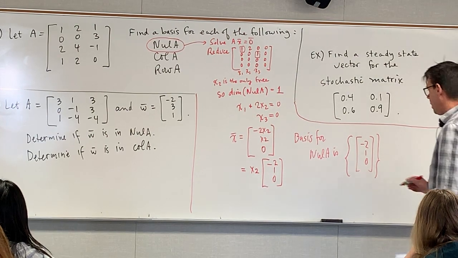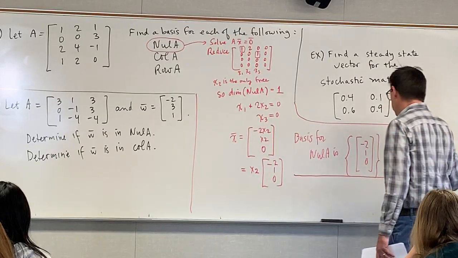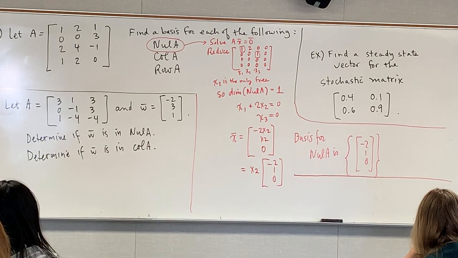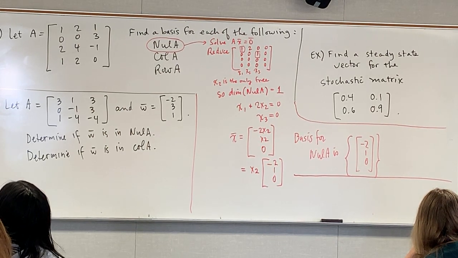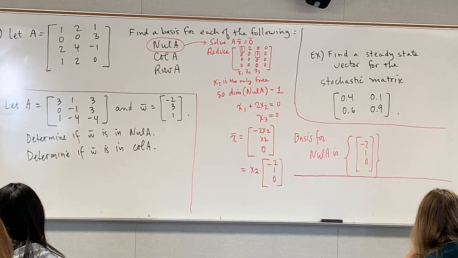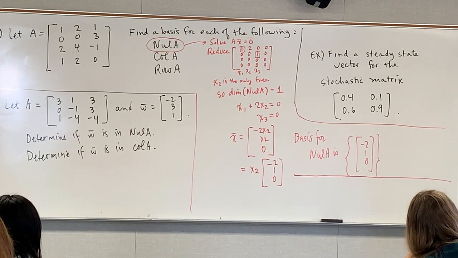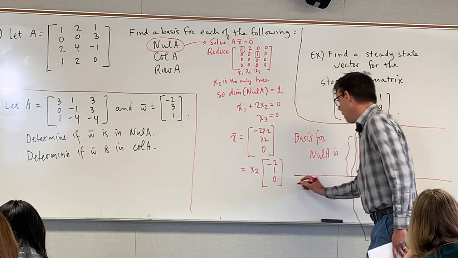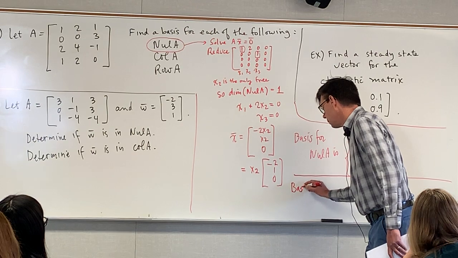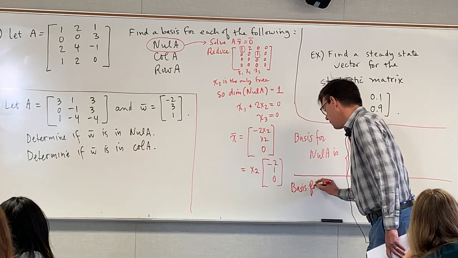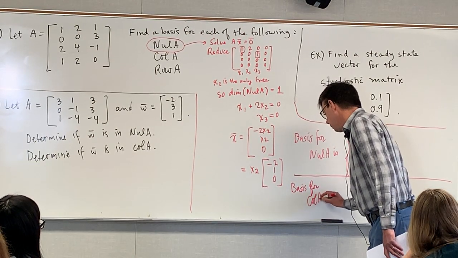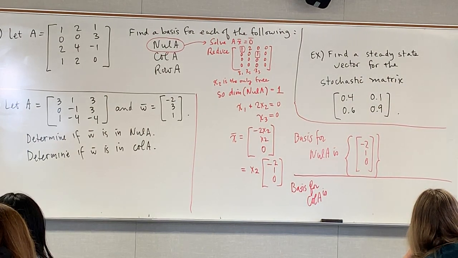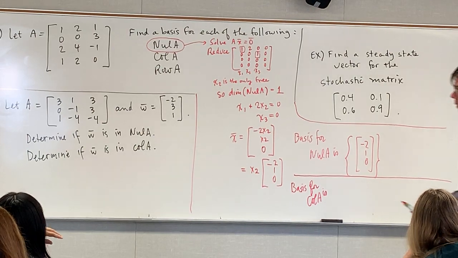Now, once you go through that work, the basis for column A and row A is all set up for you already. So you don't start all over again. You're just going to fill in the answer for column A and null A. Basis for column A is, what's the dimension of the column space? 2, right?